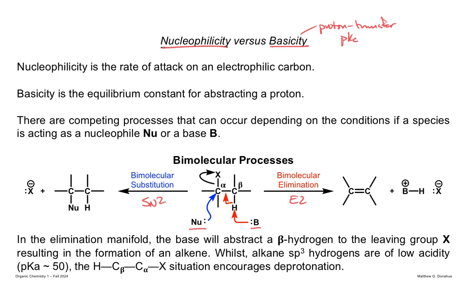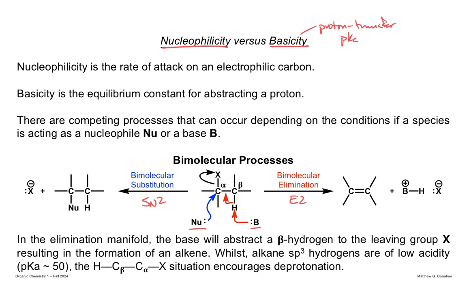We saw that for SN2, the nucleophile attacks the carbon bearing the leaving group, and that substitutes. Now with elimination, if the alpha carbon is bearing the leaving group, we're concerned now with all of the beta carbons and any hydrogens attached to them. The base is going to abstract a proton. The electrons in that sigma bond collapse to form a pi bond, and then the leaving group leaves.